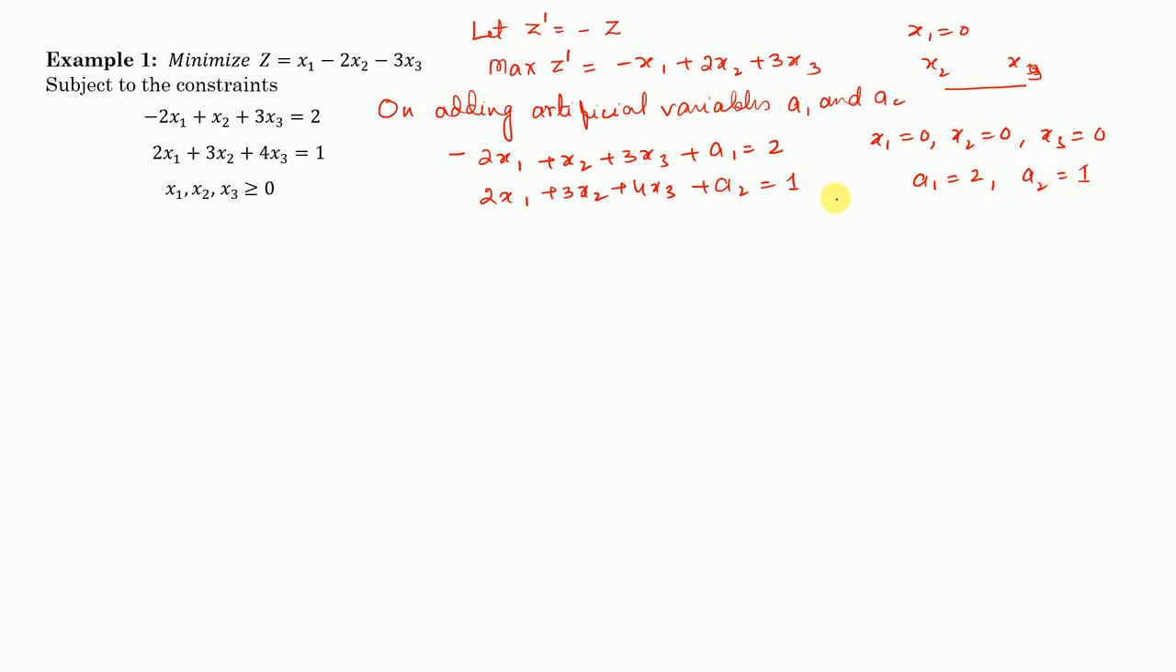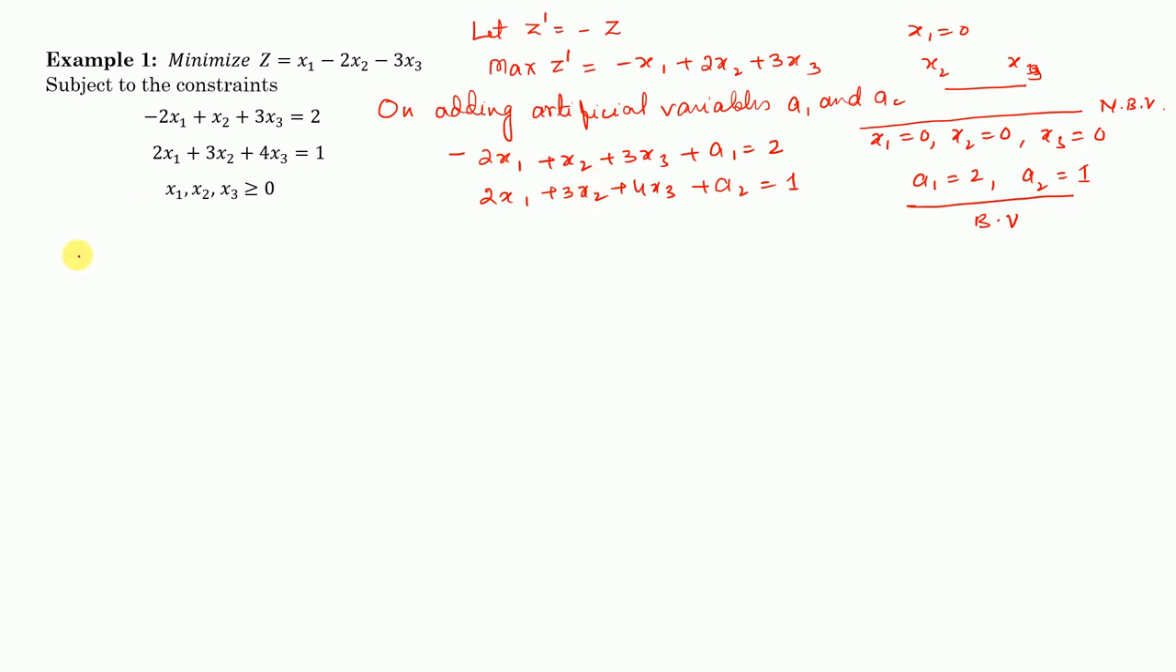So now look at this. If you write the matrix corresponding to these equations, the part of the matrix corresponding to a1 and a2 will be 1, 0 and 0, 1, which is a unit matrix. So you can consider this as an initial basic feasible solution. So these two variables are basic variables and these variables are non-basic variables. So this is an initial work which we do with every problem.